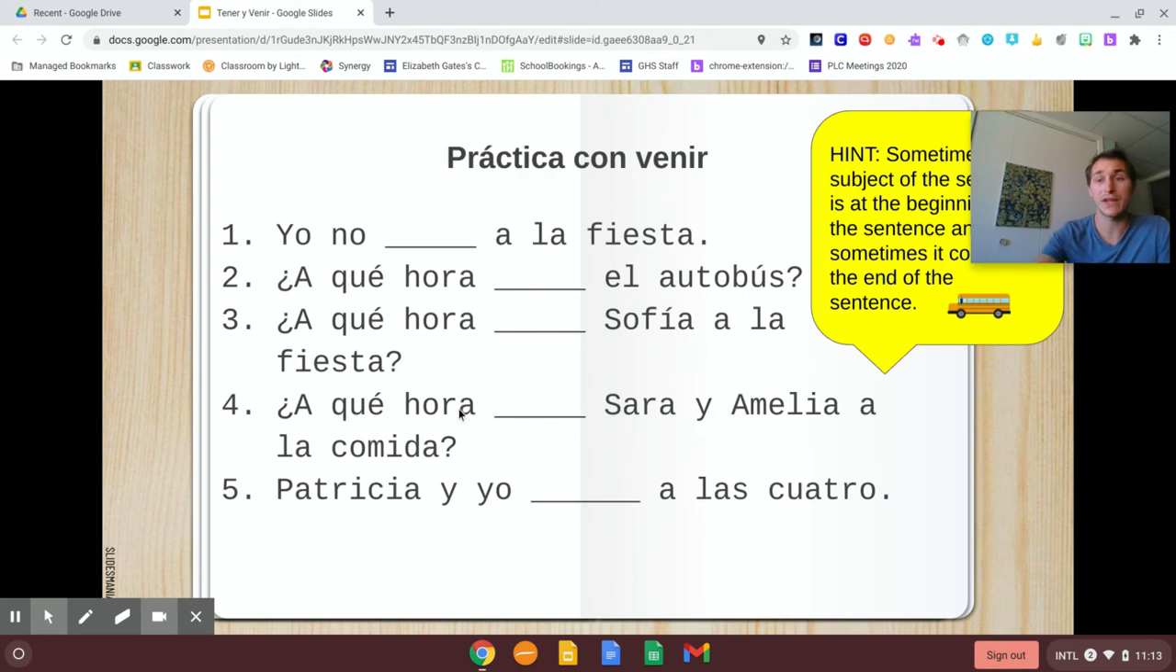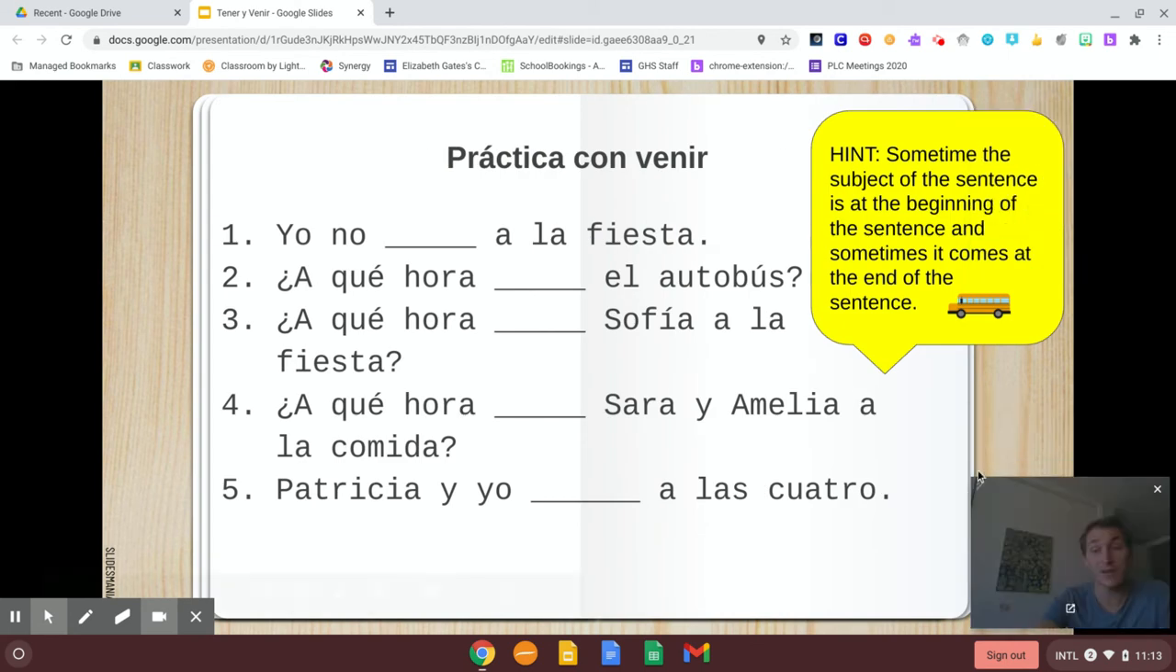All right, so more práctica. So this is the second practice of the Google Slides, and it is práctica con venir. So you're going to practice with venir here. If you don't need anybody to read to you, and if you don't want to listen to these sentences and get a little help, you can pause the video now and do those sentences on your own. If you need help, you could come back and watch the rest of this video. Pay attention to this hint. Sometimes the subject of the sentence is at the beginning of the sentence, and sometimes it comes at the end of the sentence, like autobús. So autobús is the subject of this sentence.